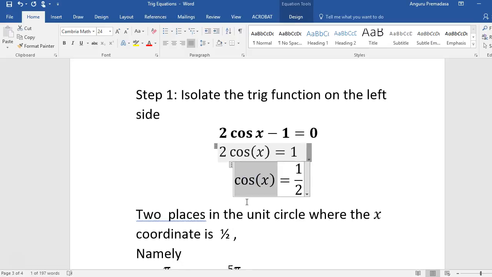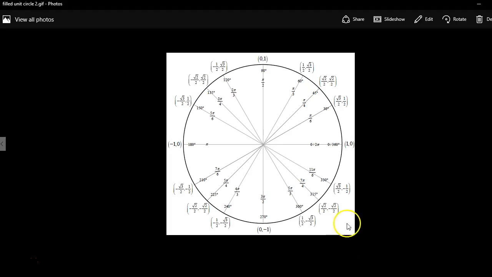Now you need to find the two places in the unit circle where the cosine x is equal to 1/2. Cosine is the x coordinate. So you want to find out where the x coordinate is 1/2. So let's find out. Here the x coordinate is not 1/2. Here it is not. But certainly here the x coordinate is 1/2. But where else? Is it here? No, here the x coordinate is negative 1/2.